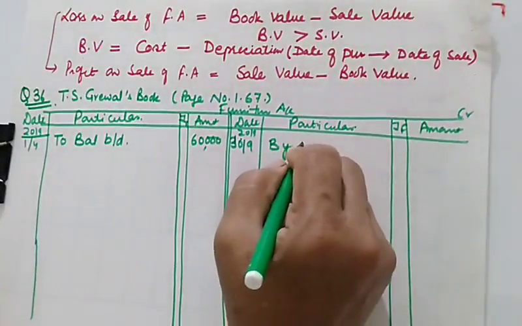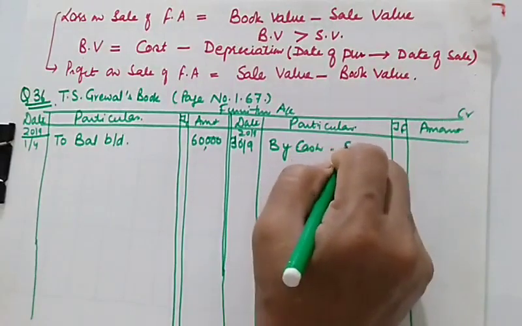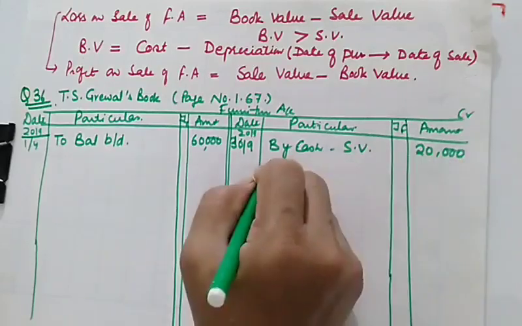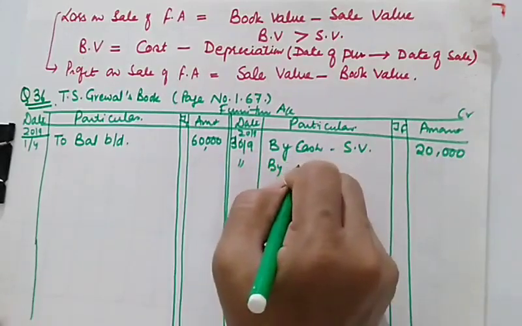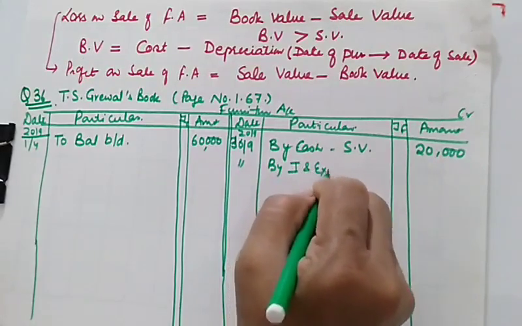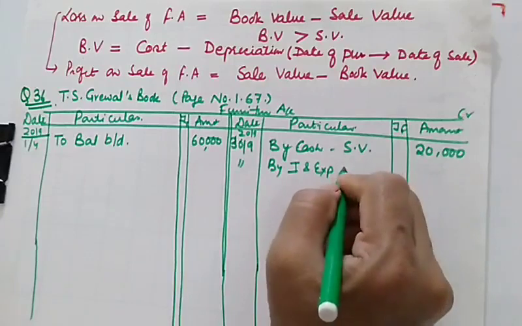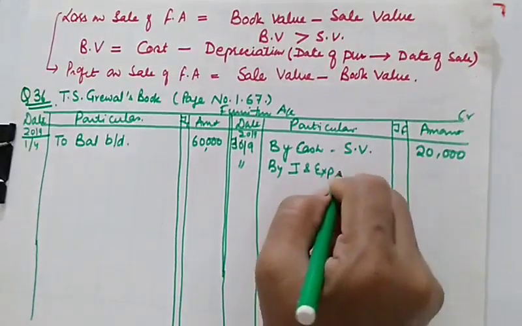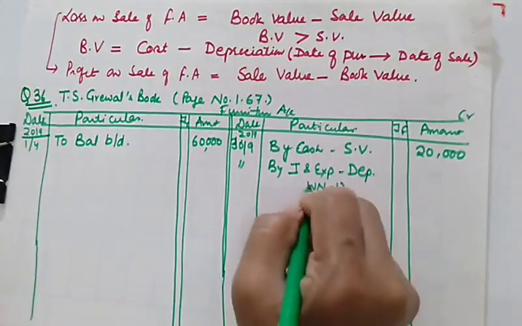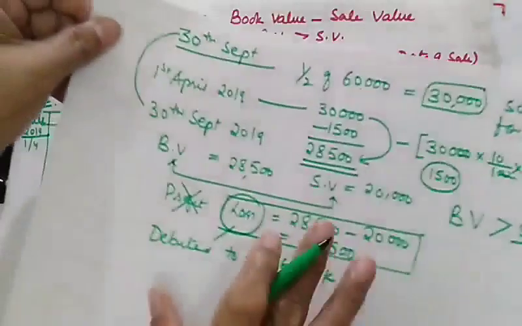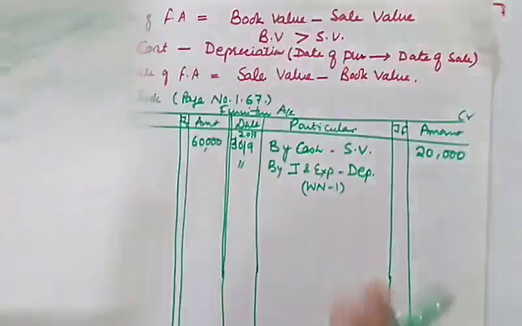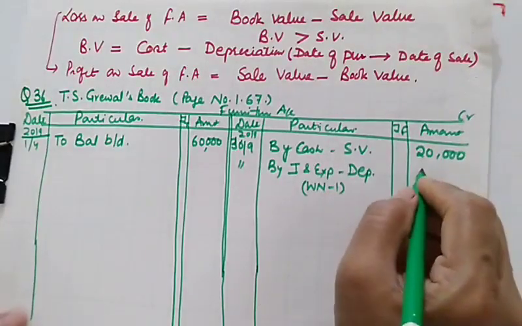So first of all, by cash with the sale value. Sale value of asset is 20,000, and then on the same date, by depreciation, and depreciation here will be shown through income and expenditure. This depreciation is on that part of the asset which is sold. So for depreciation you can refer to working note 1. These are my working notes, so you need to connect these working notes with this. So it was 1,500.